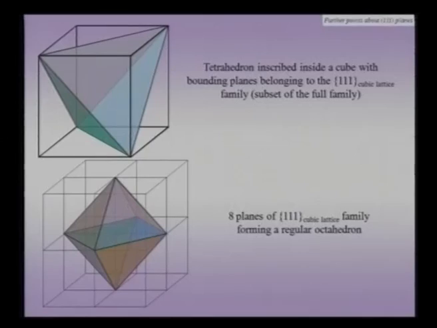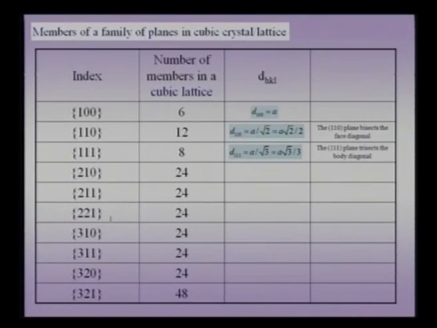Therefore, it is important to understand that this 111 plane has a very important role in many kinds of crystals, even of lower symmetry. Typically, if you are talking about FCC crystals or simple BCC crystals, the 111 plane will be an octahedral plane having 8 members.